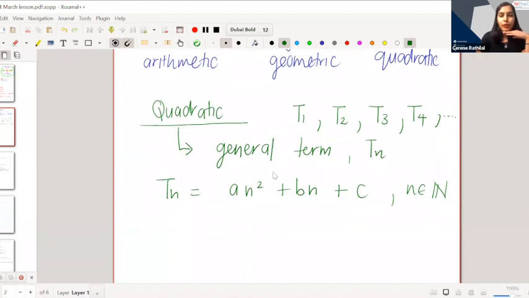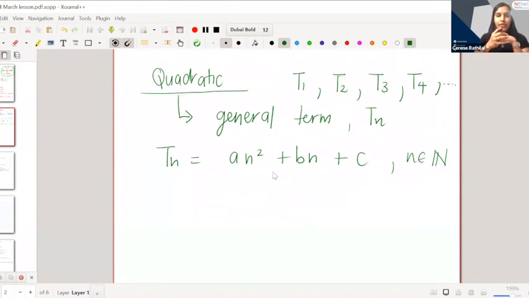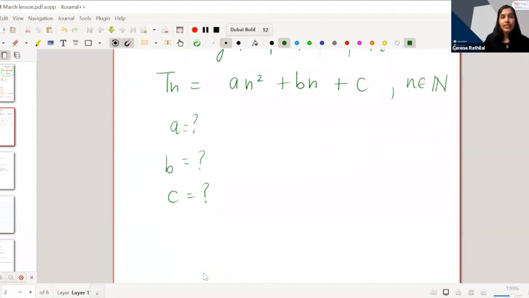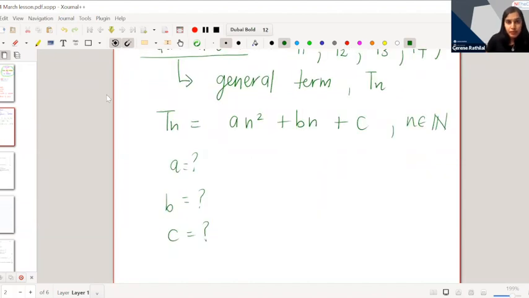The question is now, given a number pattern, how am I able to determine its general formula? What is a? What is b? And what is c? That's what we want to quickly explore, so that faced with a number pattern, if we identify it as quadratic, we would then be able to characterize a, b, and c. Now, a quadratic number pattern has the following form. That's the first criterion, 1.